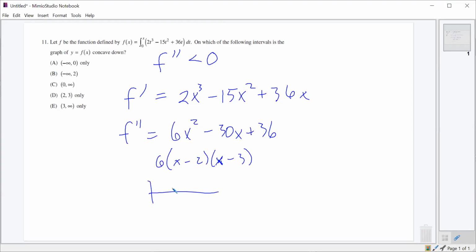And then we'll just make a sign chart with 2 and 3 on it and see on which intervals it's negative. So less than 2, like 0, we get a positive, negative, negative, which is positive. Between 2 and 3, like 2.5, we get positive, positive, negative, which makes it negative. And greater than 3, we get positive, positive, positive, which makes it positive. Looks like it is concave down. The second derivative is only negative on the interval from 2 to 3.